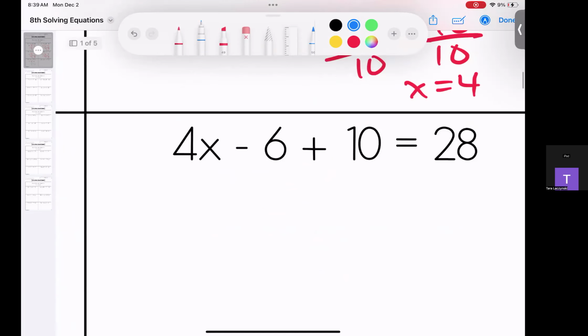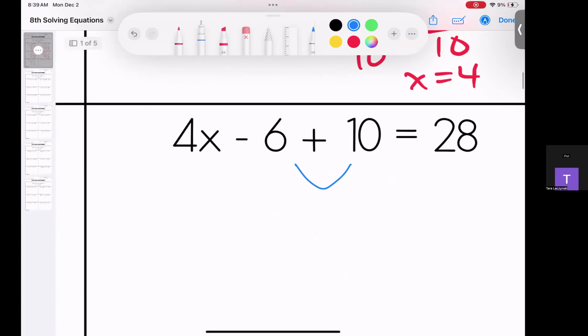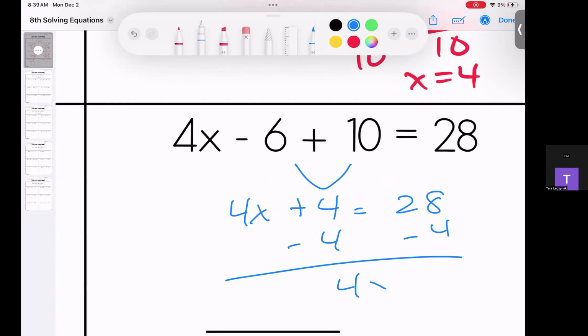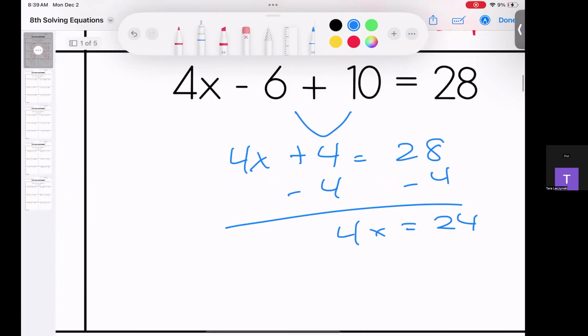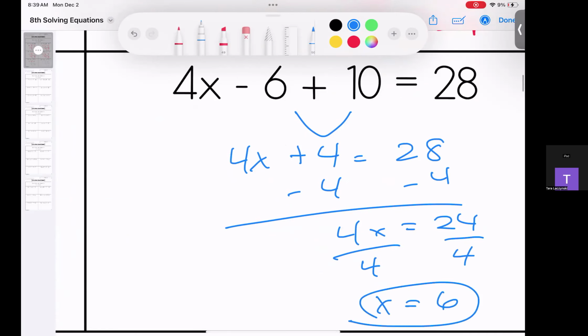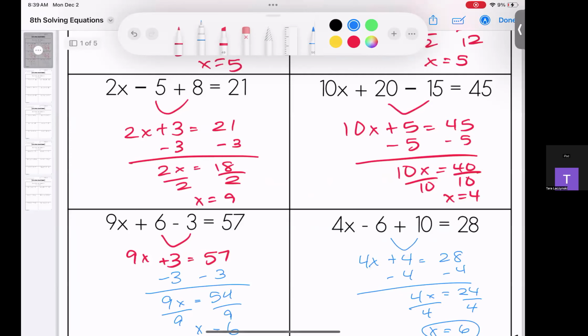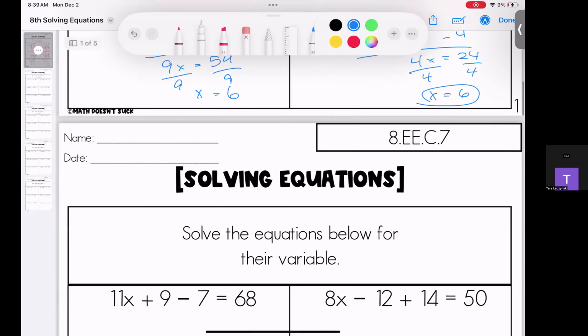If at any time you want to check to see if you've done it correctly, all you have to do is plug that value back in for x and make sure that the statement is true. Subtracting, 4x is equal to 24. Divide by your coefficient. X is equal to 6. That brings us to the end of page 1. Any questions? Bring them with you to class.